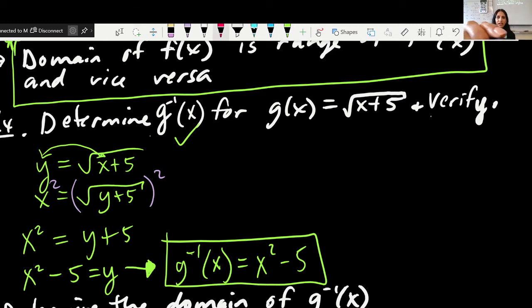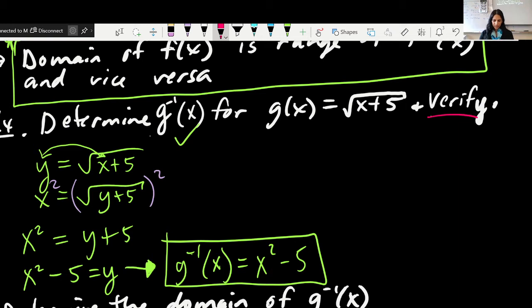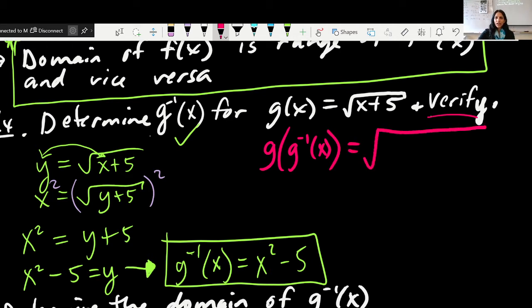And then it says verify. It doesn't really matter how we do this, but I think it might be easiest if we just plug this back into the original. So we could say g of the inverse of g of x equals, well, I'd go like this, and instead of x, I'm just going to go like this and say plus 5.